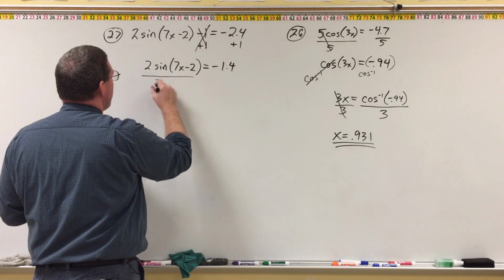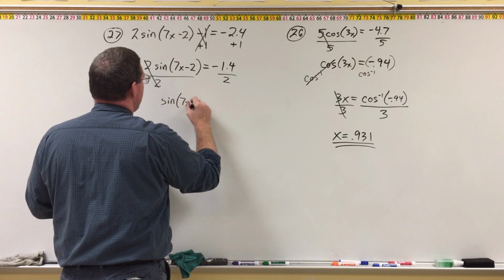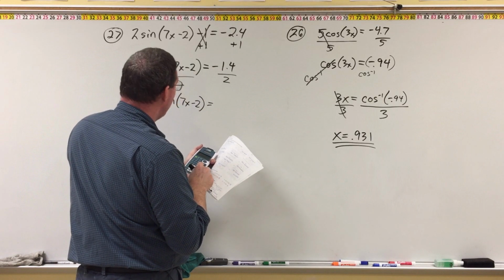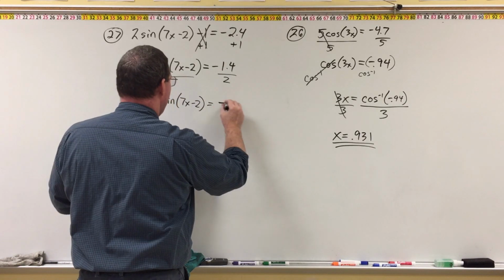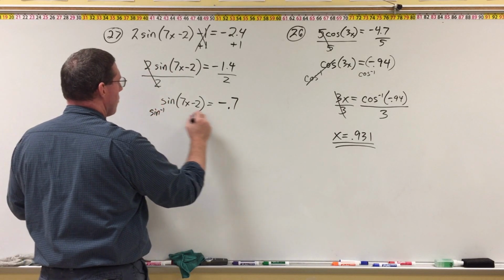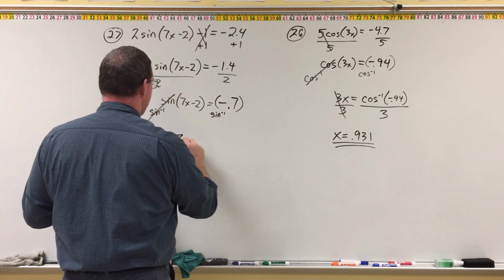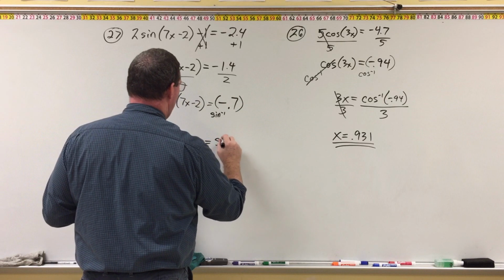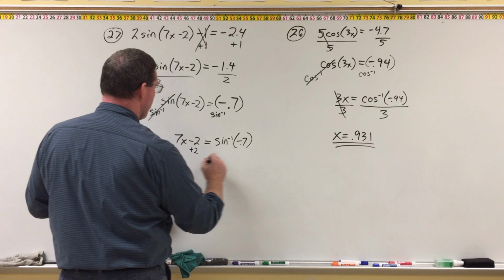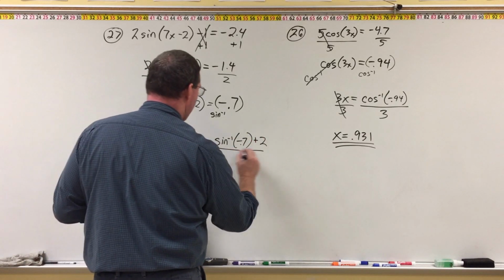Now I'm going to divide by 2 on both sides to cancel this 2, and I get sine of 7x minus 2 is equal to negative 1.4 divided by 2, which is going to give us negative 0.7. Now to cancel this sine, we'll do sine inverse to both sides. Cancel the sine, carry down the 7x minus 2 is equal to sine inverse of negative 0.7. Now we're going to add 2 to both sides. Add 2, cancel. Divide by 7, cancel, divide by 7.